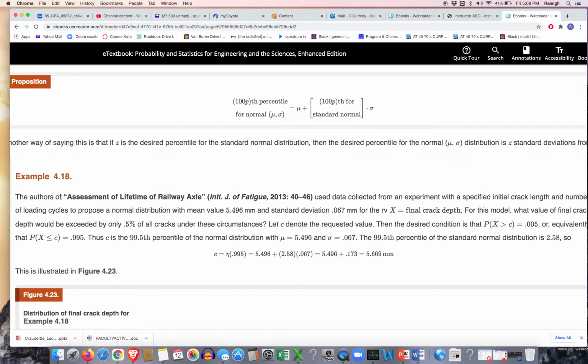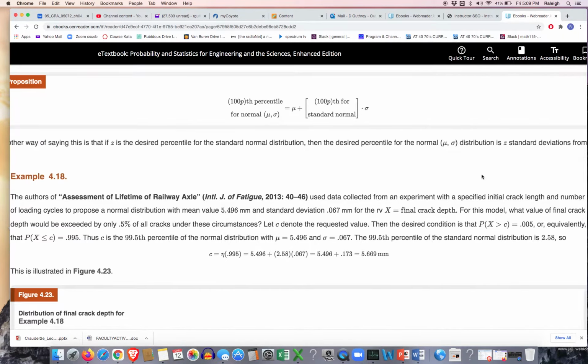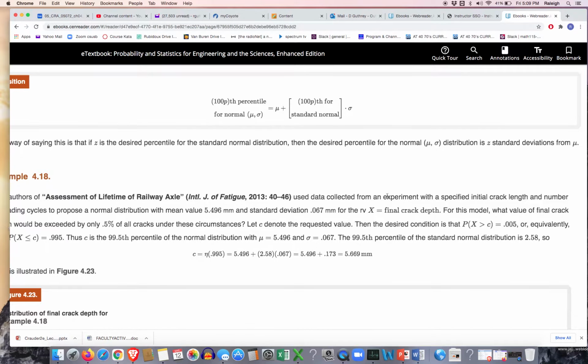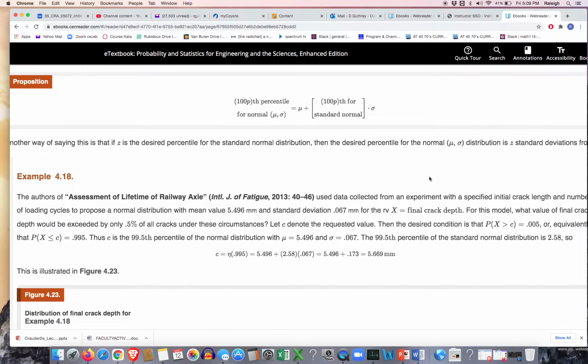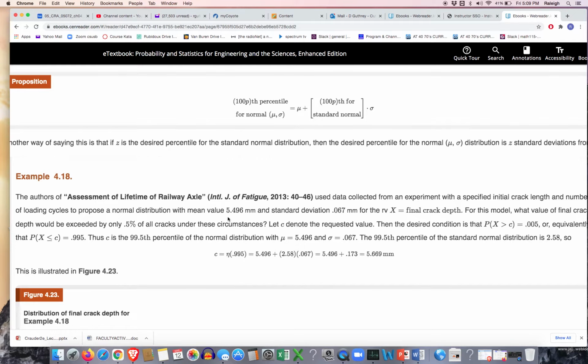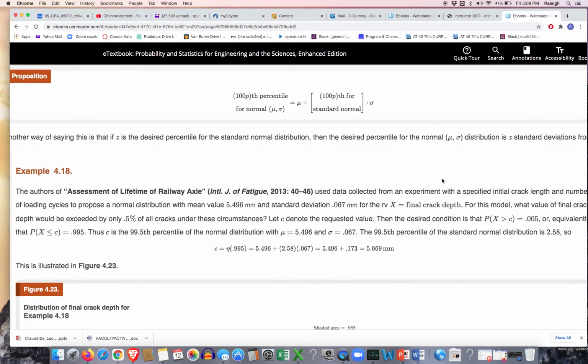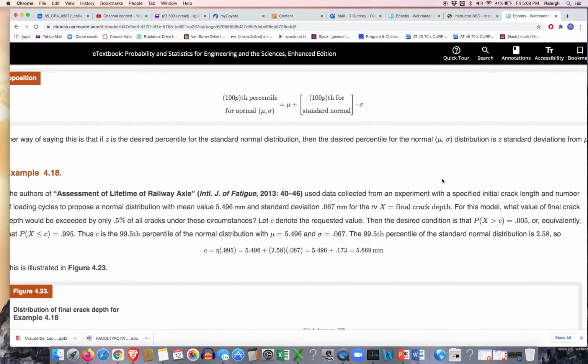The authors of Assessment of Lifetime of Railway Axle have an initial crack length and number of loading cycles to propose a normal distribution with mean value of 5.496 millimeters, standard deviation 0.067 millimeters for x equaling final crack depth. So what value of this would be exceeded by only 0.5% of all cracks under these circumstances?